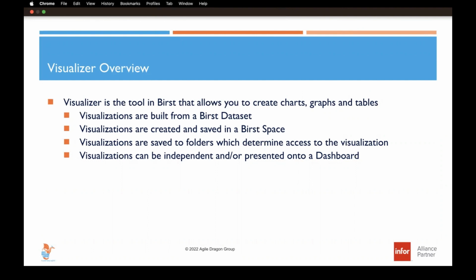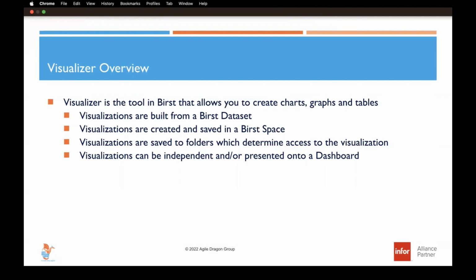Visualizations are saved to folders which determine access to the visualization. For example, if you were to save a visualization to a public folder, anyone who has access to that public folder will also have access to the visualization. If you were to save the visualization to a private folder, then only you would have access to that particular visualization.